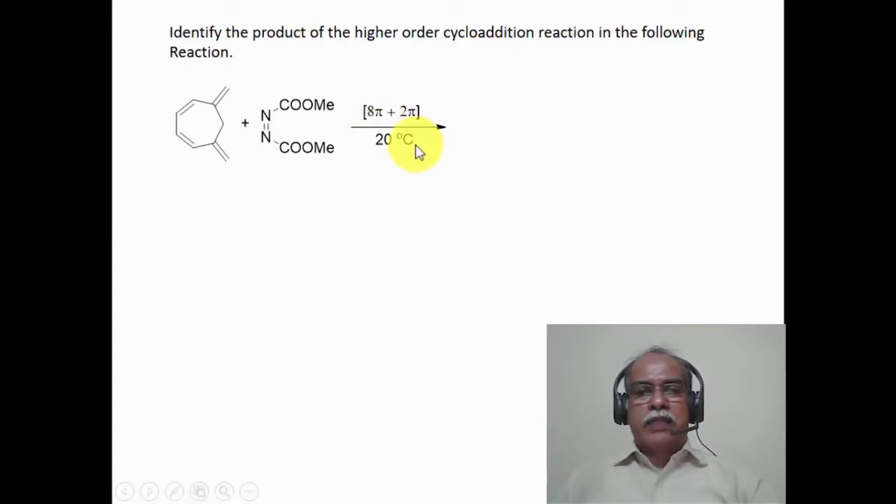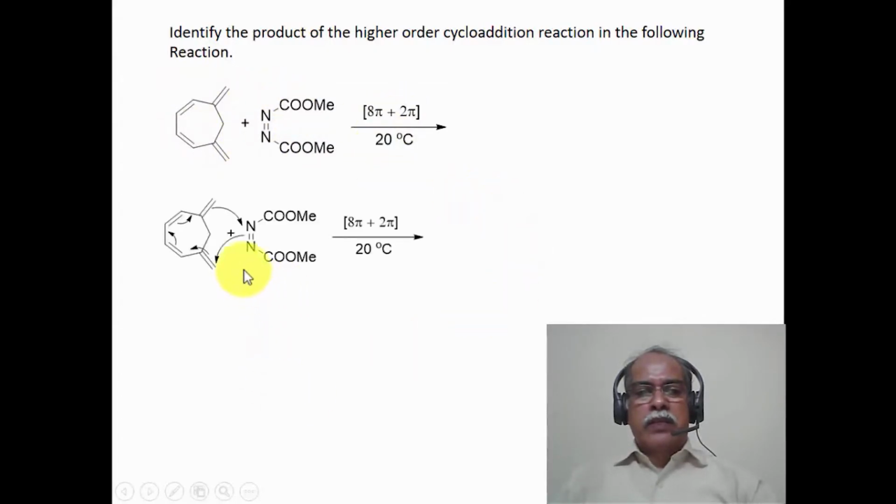It essentially takes place at room temperature, around 20 degrees Celsius. If you look at this molecule, this is hexamethylene cycloheptadiene. It can undergo a cycloaddition process across this methylene and this methylene. In other words, this would be a cyclic 8-pi system which is undergoing the cycloaddition reaction. This is the 2-pi component which is undergoing the cycloaddition reaction.